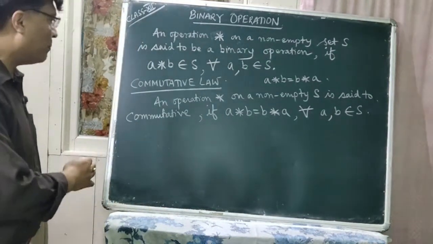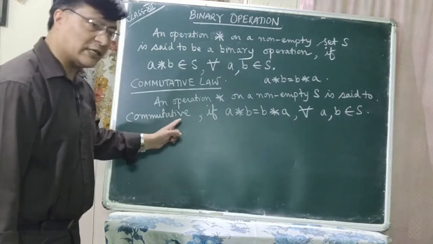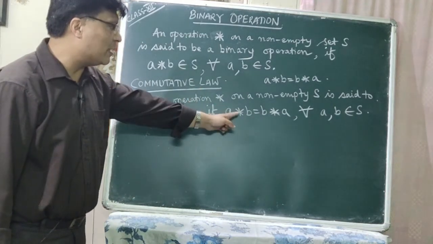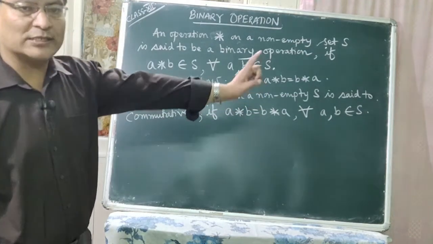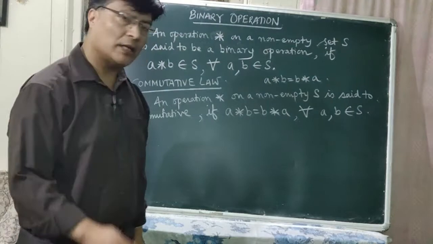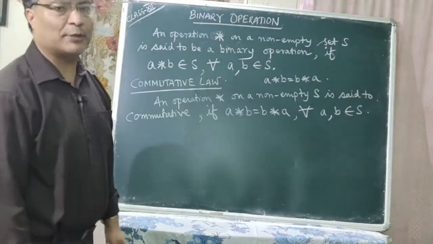Okay, an operation star on a non-empty set S is said to be commutative if A star B is equal to B star A for all A, B belongs to the set S. So I think you have understood it. So let us take an example now.